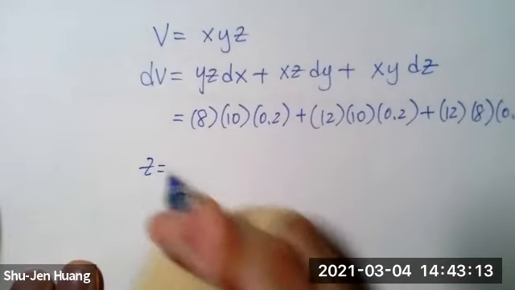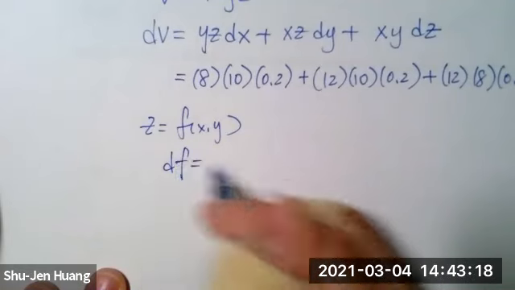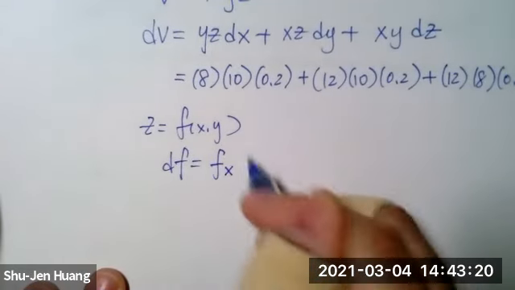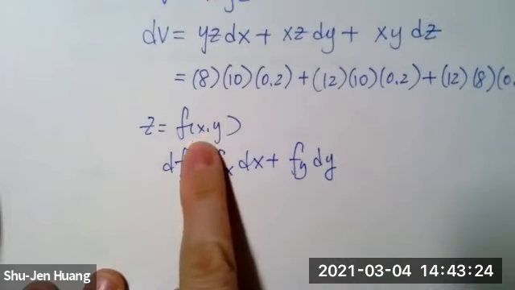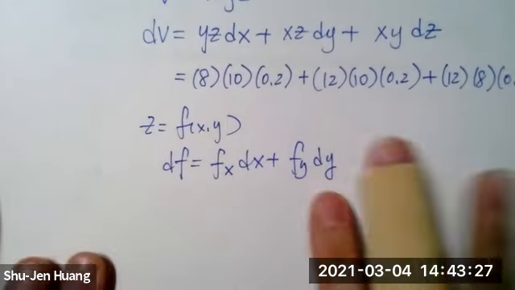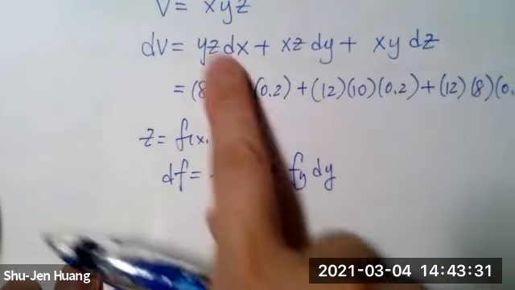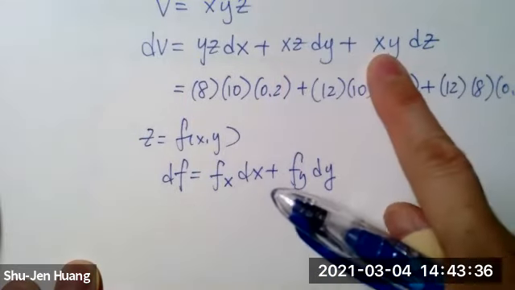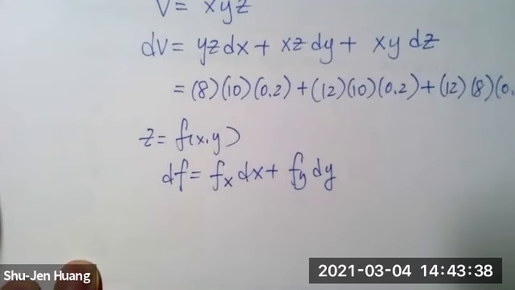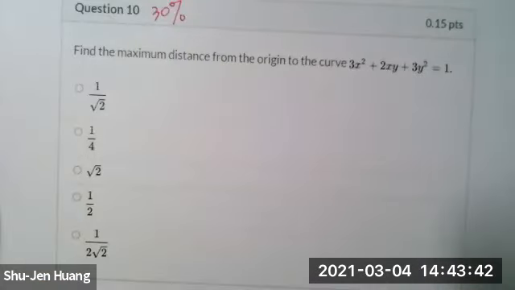If you recall, if z is a function of x, y, then we say the differential of f is the partial derivative with respect to x dx plus the partial derivative with respect to y dy. So that's when f is a function of 2 variables. Now V is a function of 3 variables, so you have 3 terms here: the partial derivative with respect to x dx, the partial derivative with respect to y dy, the partial derivative with respect to z dz. Okay, that we call the differential. Okay, so this is question number 9. And let's look at question number 10.